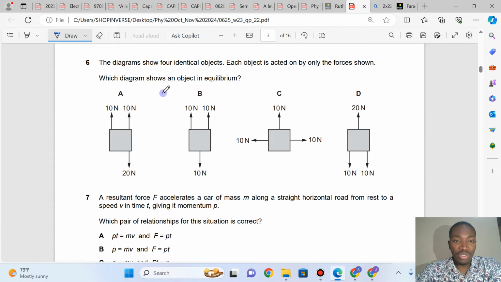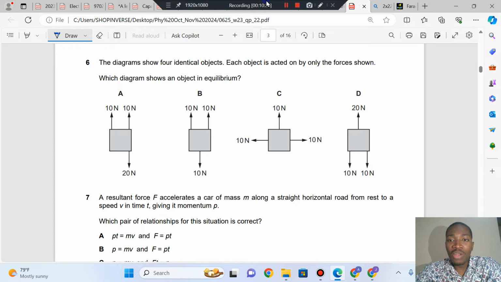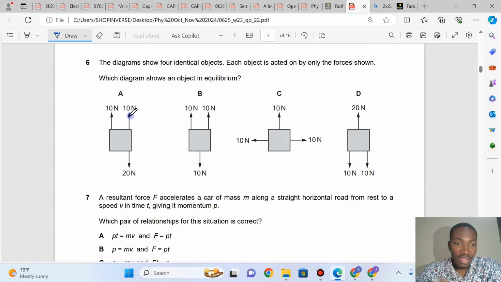The diagrams show 4 identical objects. Each object is acted on only by the forces shown. Which diagram shows an object in equilibrium? Okay, so we have two forces of 10 Newton each, and a force of 20 Newton downward. Total forces upward equals total forces downward, right?